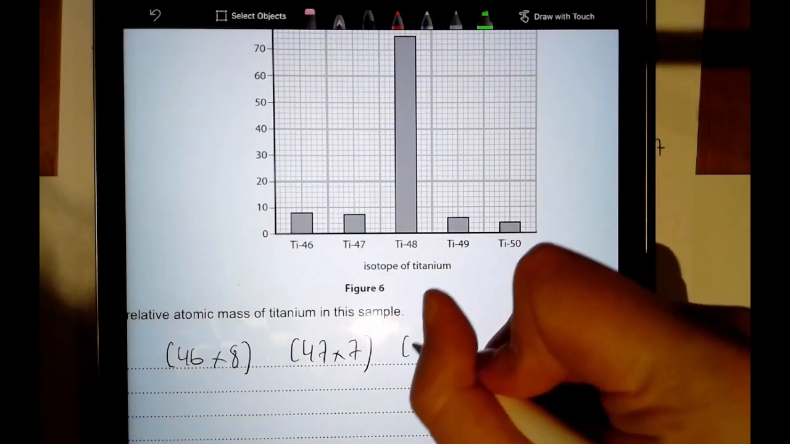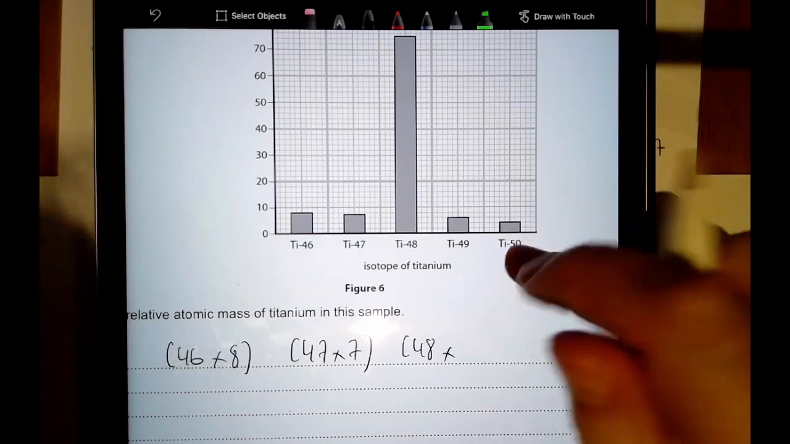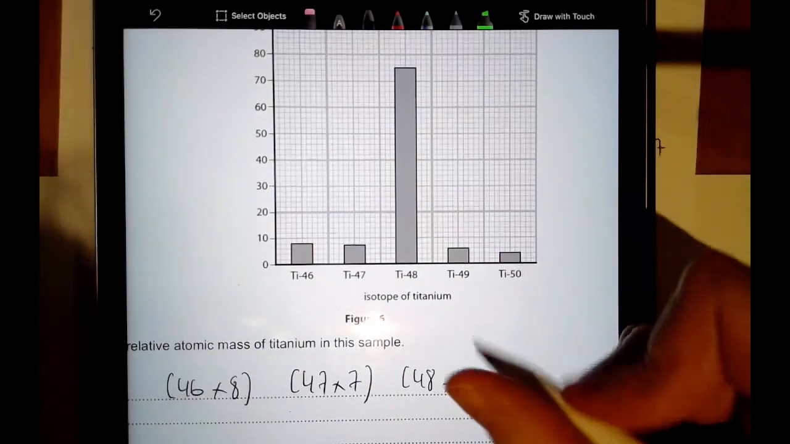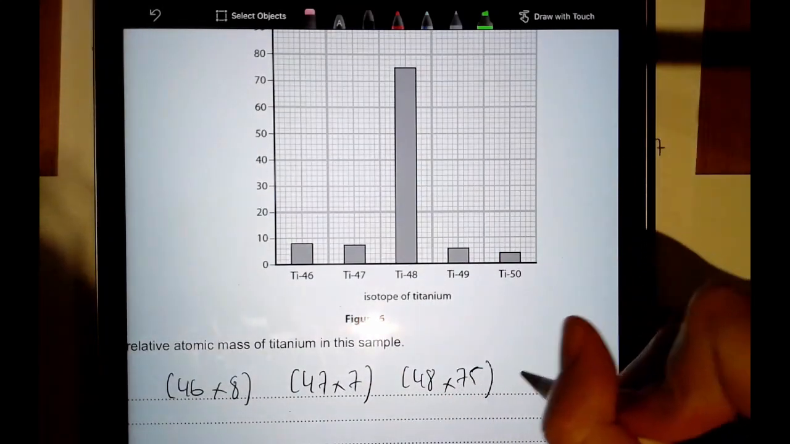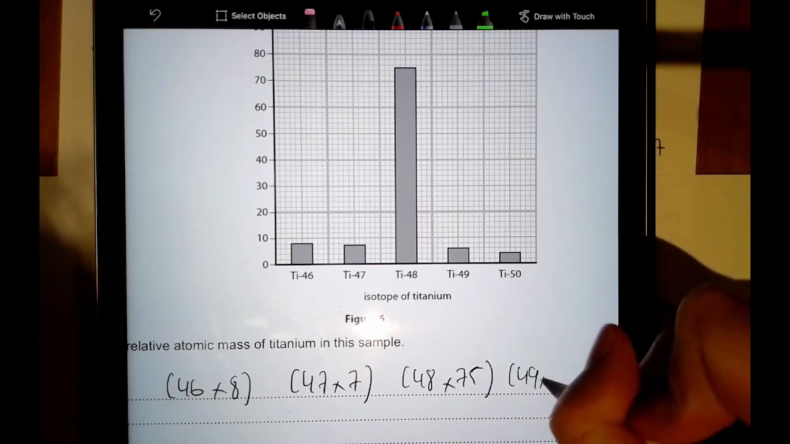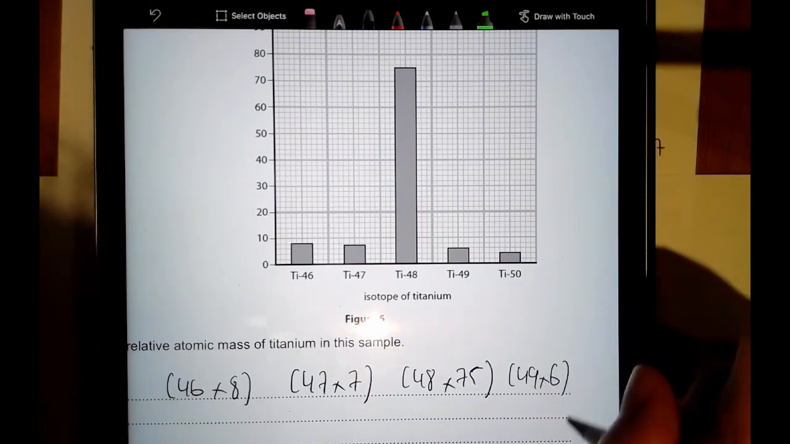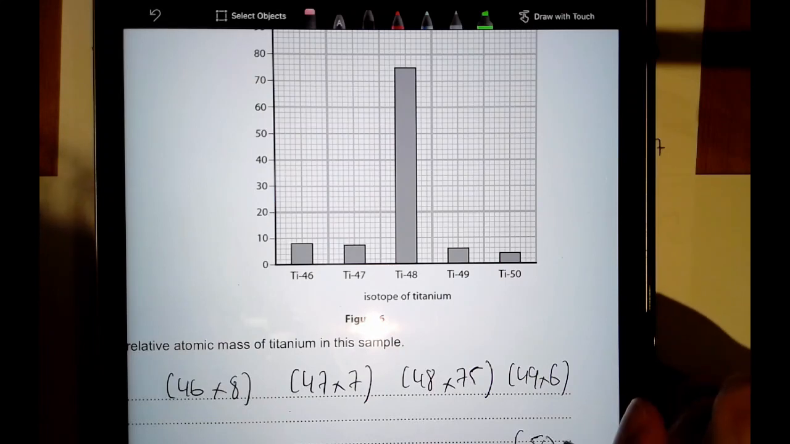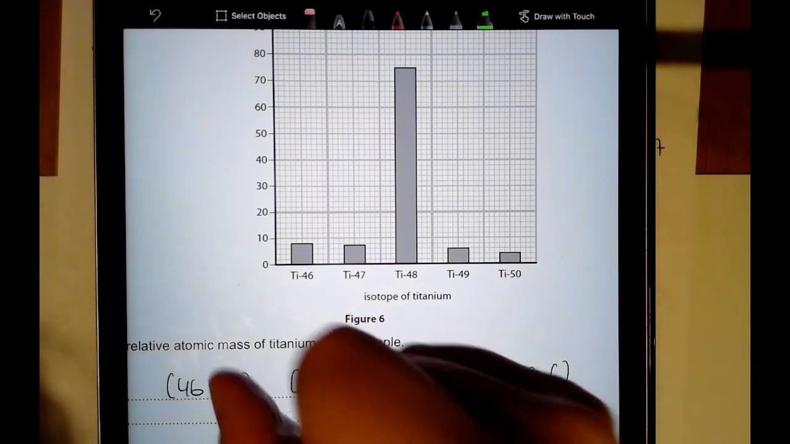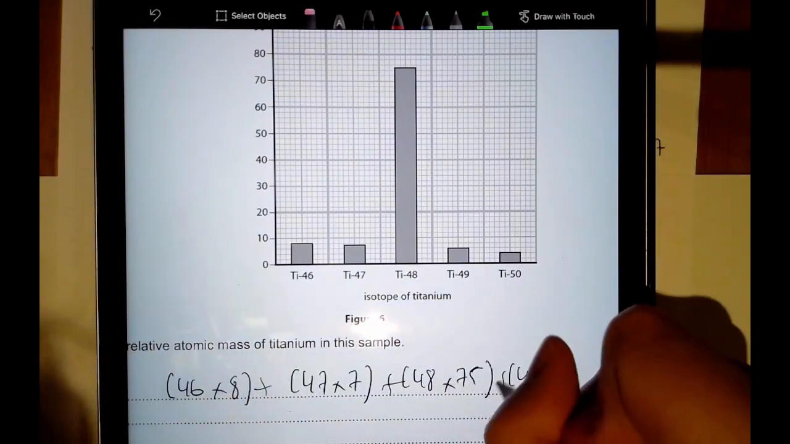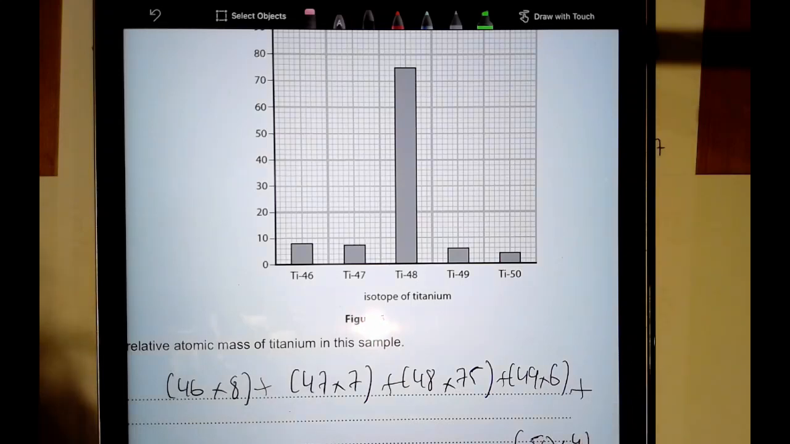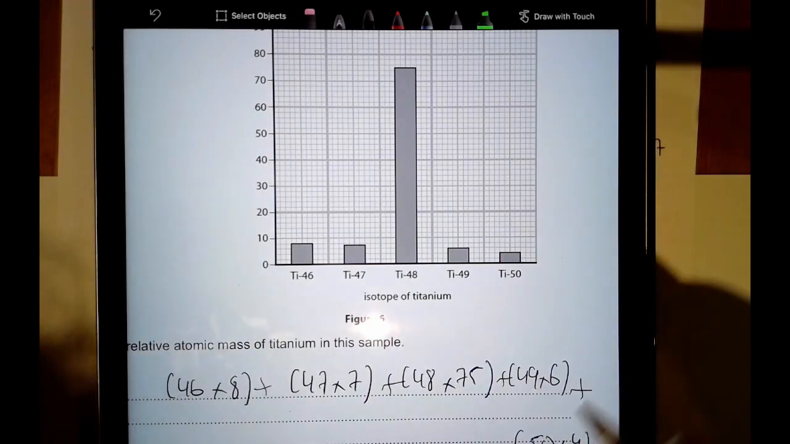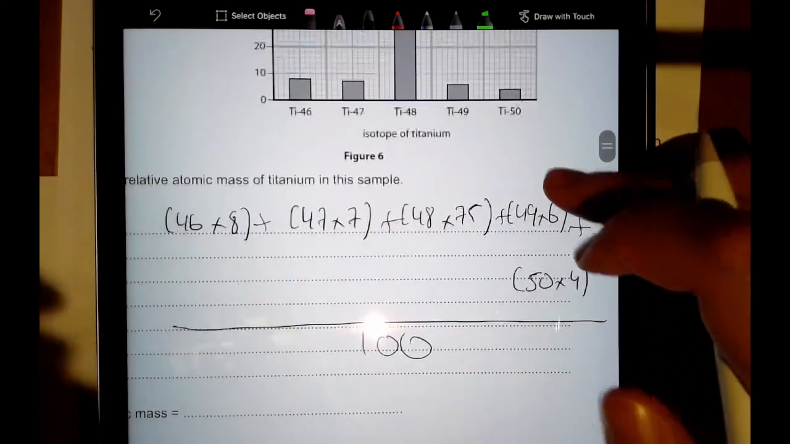The next one, the mass is 48. The percentage this time looks to be around 75. Next one is 49. The percentage there is 6. And then the last one we've got is 50 with a percentage of 4. Again, I'm putting a plus between all of these brackets. Because I'm dealing with percentages, I'm dividing everything by 100, okay?